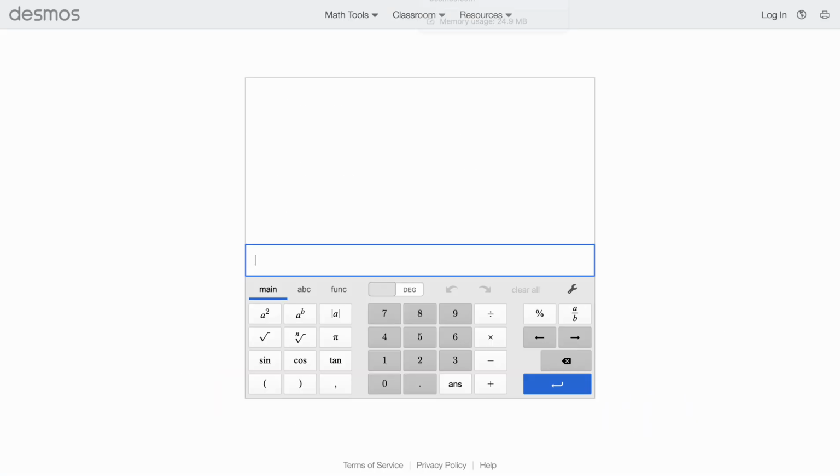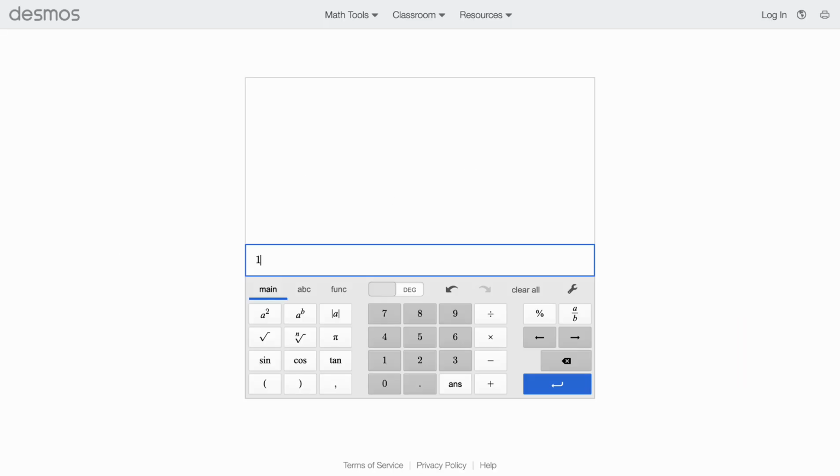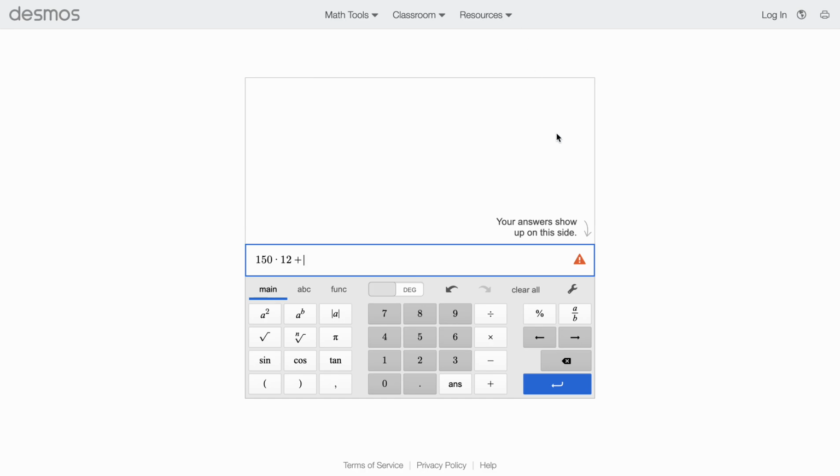I'm going to go into Desmos. So let's just go back to get those numbers. Yeah, 150 hardbacks would be $12. So 150 times 12 plus 300 paperbacks at $5, plus 300 times 5. Okay, that would give me sales of $3,300.